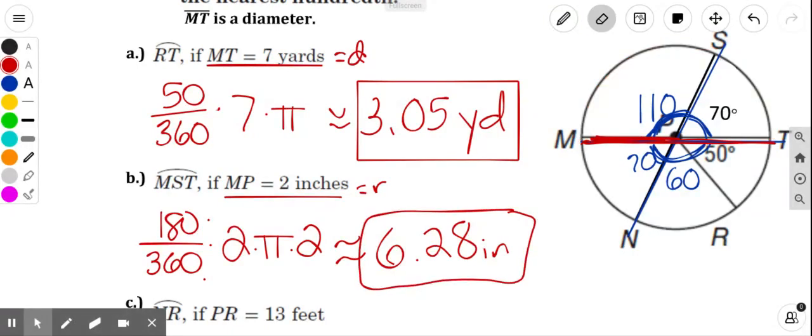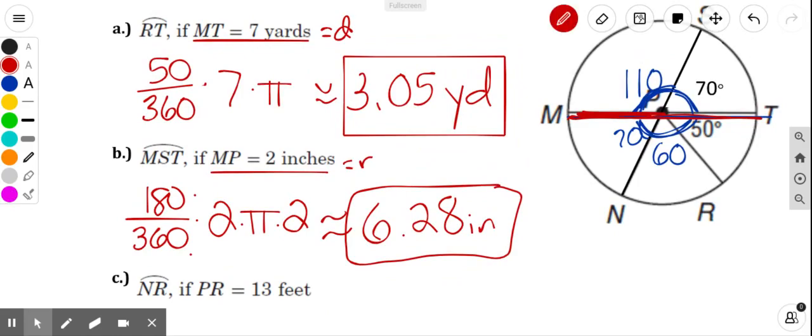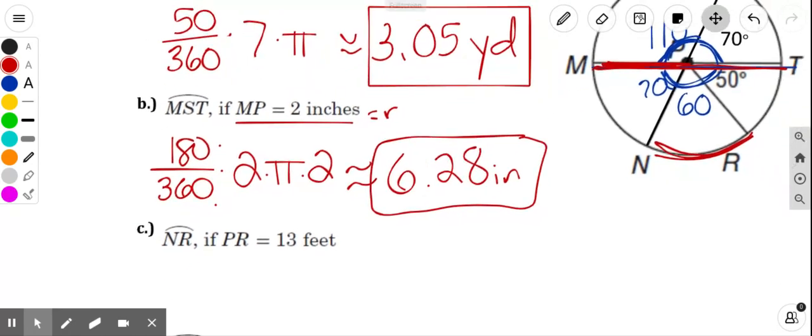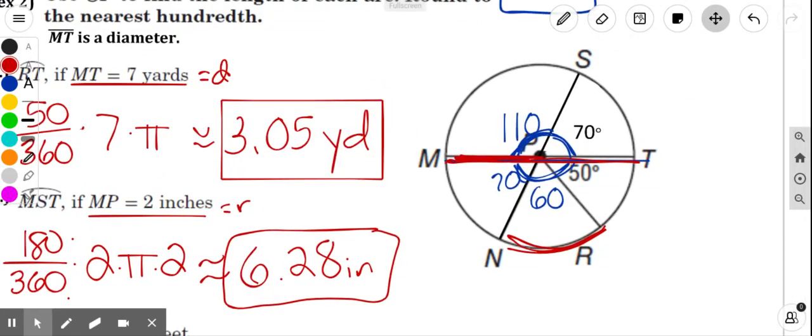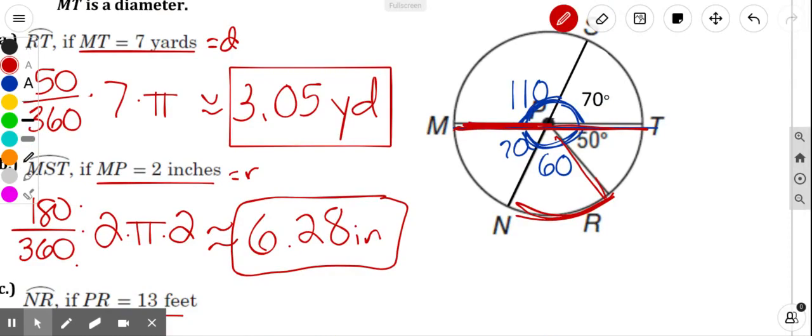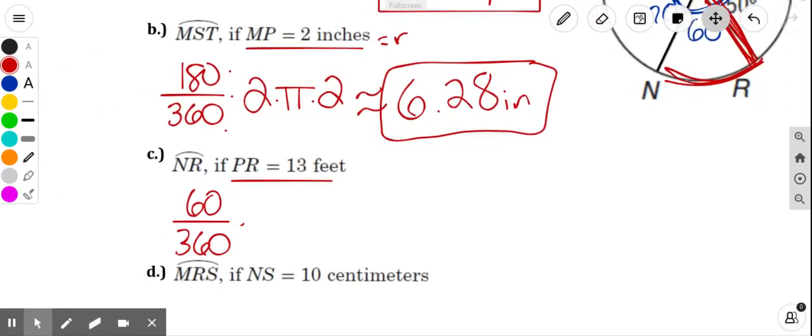Okay, that's that one. Next is NR. So NR is right here. NR is 60 degrees because it corresponds to that angle measure. So for my formula, we need 60 over 360 times the circumference. So we want to look at the picture and determine, is PR a radius or a diameter? So let's look at the picture. PR is here, which is a radius. Remember, the radius is only halfway, diameter is full. So that means this is a radius. So we're going to do 2 times pi times 13.